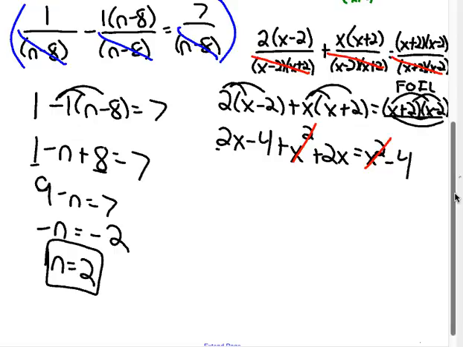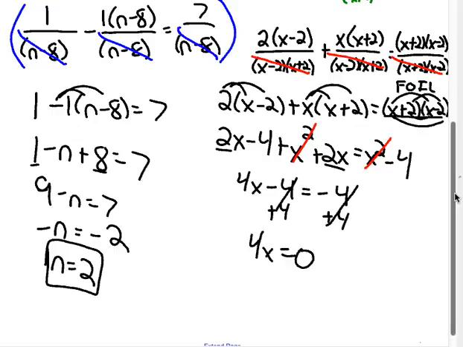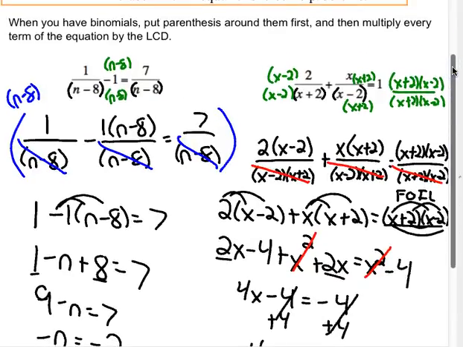So here I'm going to get 4x minus 4 equals negative 4. I'm combining those two x's. Add 4 to both sides. 4x equals 0. Divide by 4, and you'll get x equals 0. Now let's just make sure that x equals 0 works. Notice it does not make you divide by 0 at all, so that is actually a perfectly acceptable solution. You can get 0 as a solution to these.